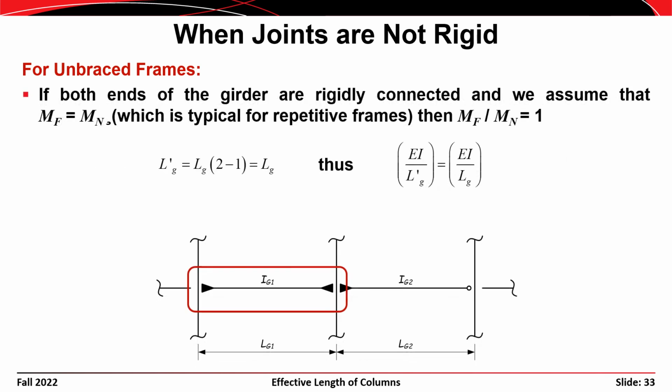If both ends of the girder are rigidly connected, as is shown here for girder 1, then the ratio of M sub F to M sub N is equal to 1. The modified girder length L sub G prime is equal to its actual length L sub G, and the stiffness contribution EI over L is taken at face value.